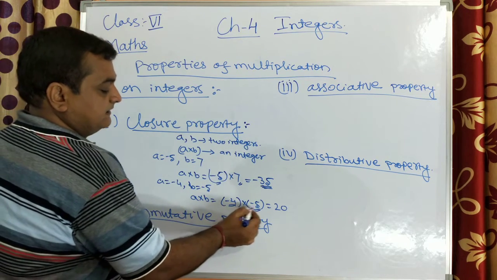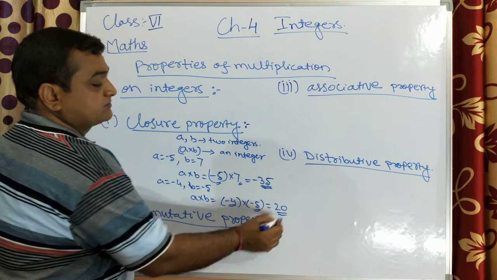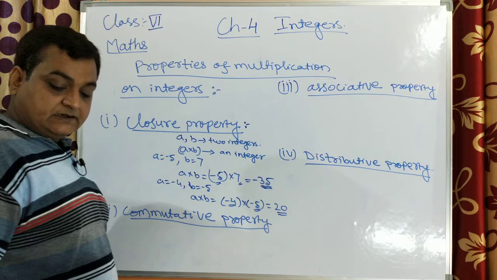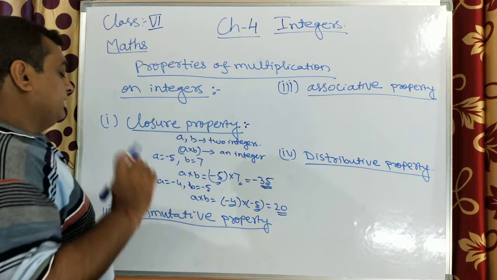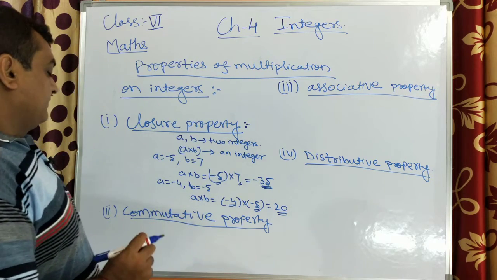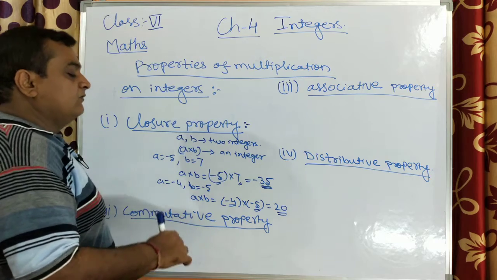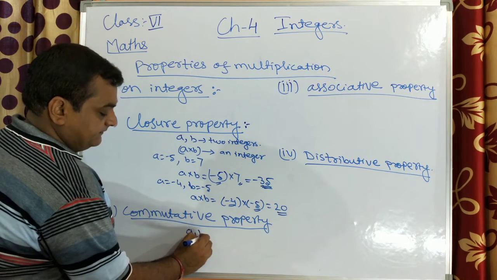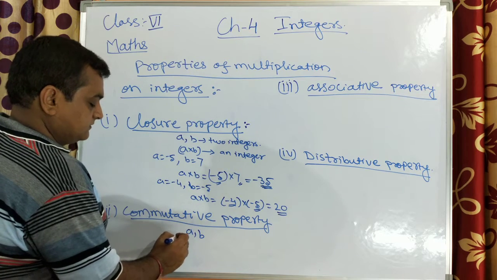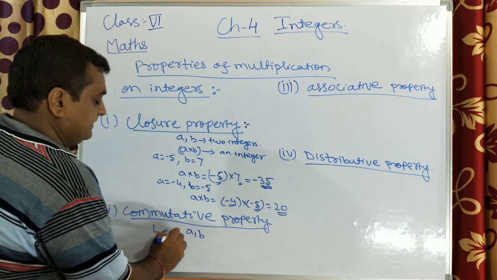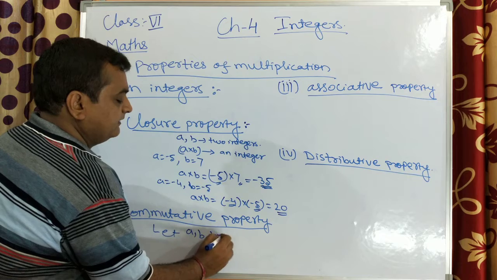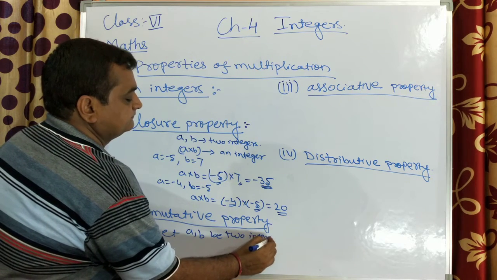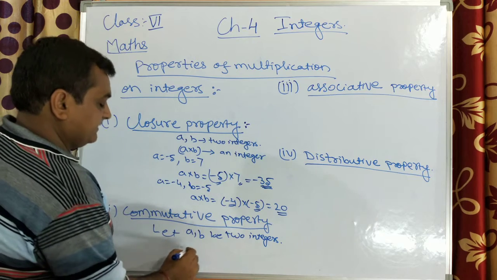Okay. Next is the commutative property. For any two integers a and b, we can write this as: let a and b be two integers. For this we can write a into b equals b into a.